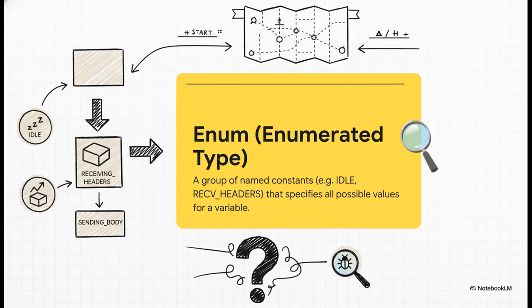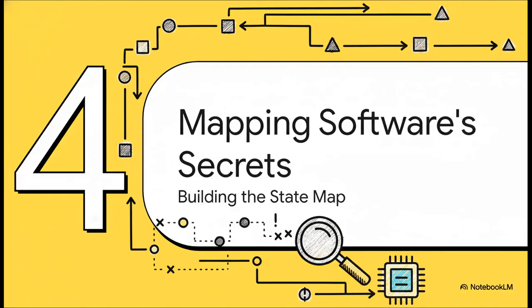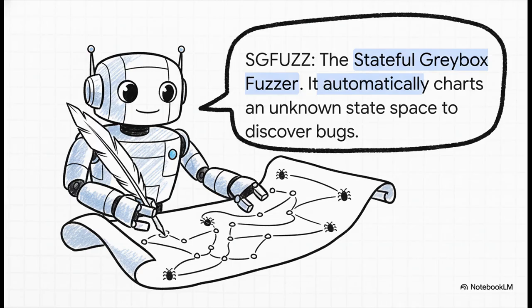Instead of using confusing numbers like 0, 1, or 2 to represent what a program is doing, they can use clear words like idle or receiving_headers. And that's what makes it the perfect clue. It's literally the developer's own internal roadmap to the program's logic. So armed with this amazing clue, the researchers could finally build a tool to automatically draw a map of all the software's secret pathways. And let's meet the hero of our story, SGFuzz.